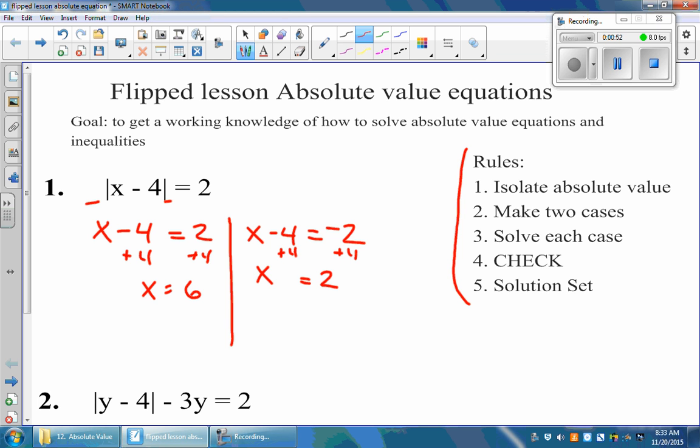So I'm going to take 6, plug it in. 6 minus 4 is 2. Absolute value of 2 is 2. That one checks. 2 minus 4 is negative 2. Absolute value of negative 2 is 2. Checks. So I know that 2 and 6 are my answers.